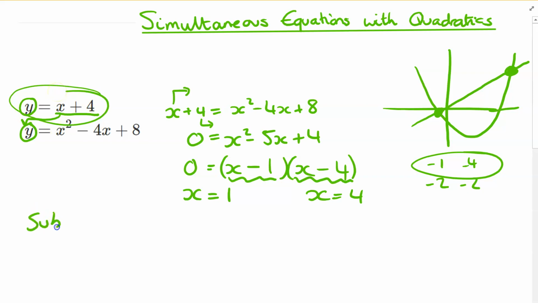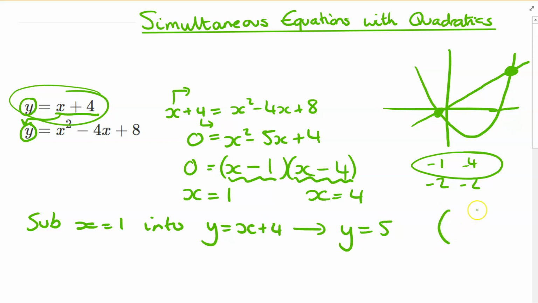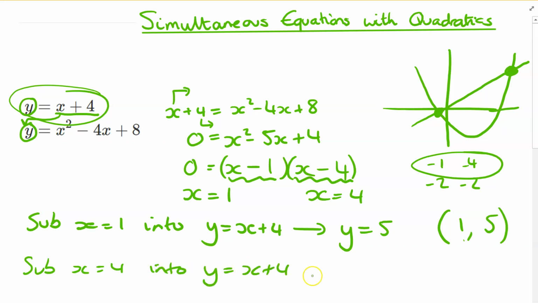So I'm going to sub x equals 1 into y is equal to x plus 4. So that gives me that y is 5. So the coordinate of one of the points is 1, 5. And then if you do the same, if you sub x equals 4 into y equals x plus 4, that will give me y is 8. So the other coordinate is 4, 8.